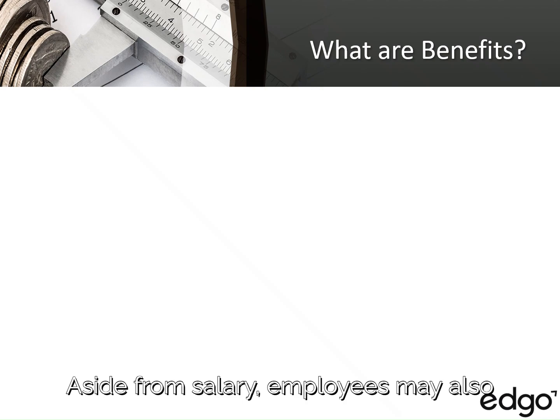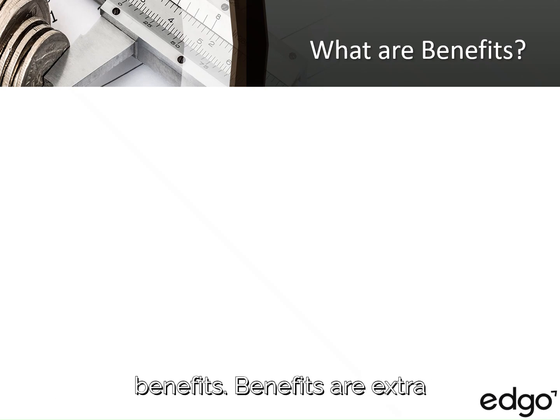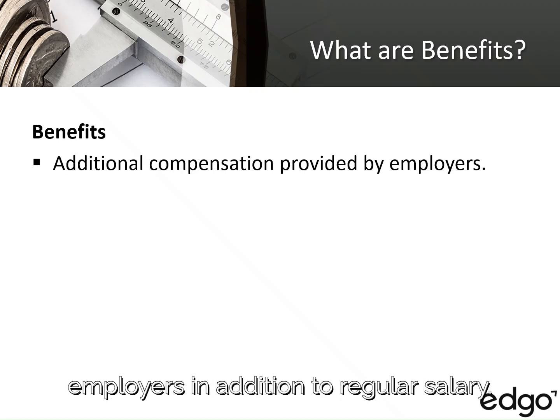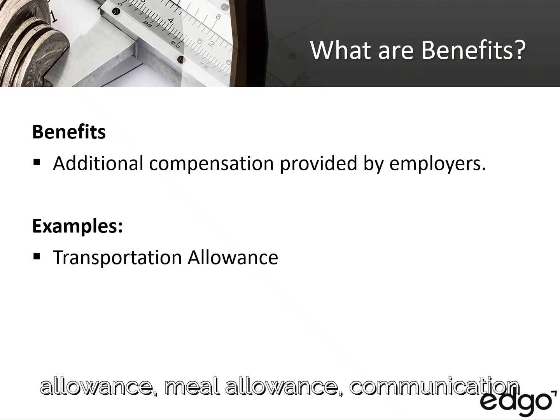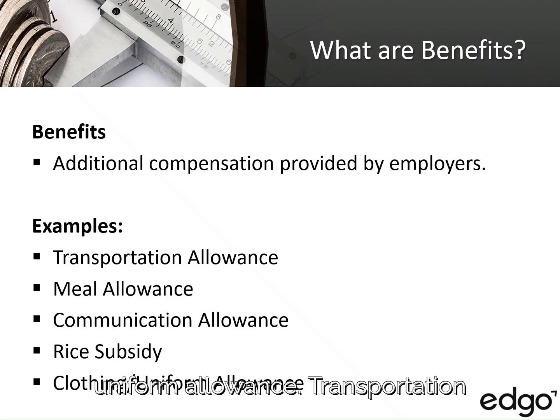Aside from salary, employees may also receive additional compensation known as benefits. Benefits are extra amounts or privileges provided by employers in addition to regular salary. Examples include transportation allowance, meal allowance, communication allowance, rice subsidy, and clothing or uniform allowance.